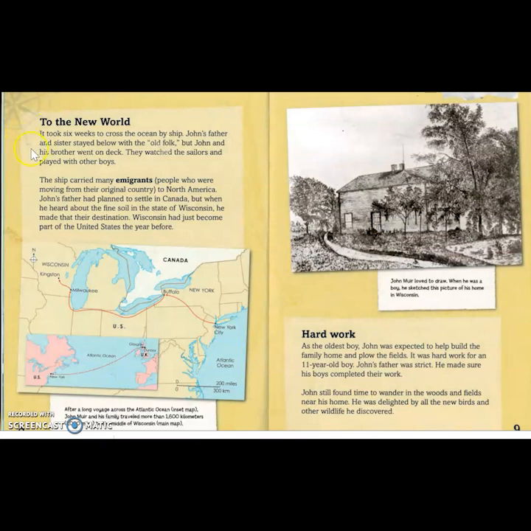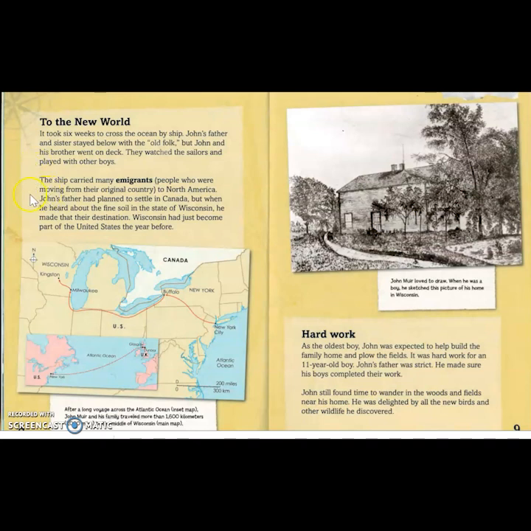So my job now is to think about some of this information, such as their journey was 6 weeks long. And his father and his sister, remember, they were staying down below with the older folks. I don't know if old folk is really nice, but they were staying further down on the ship. And John and his brother, they were up on top, on the deck. They're watching the sailors and they're even playing with other boys. Hopefully you're even creating a visual in your mind right now of what that might look like.